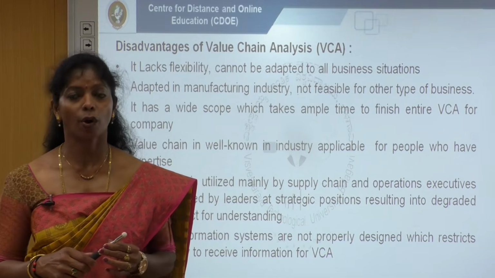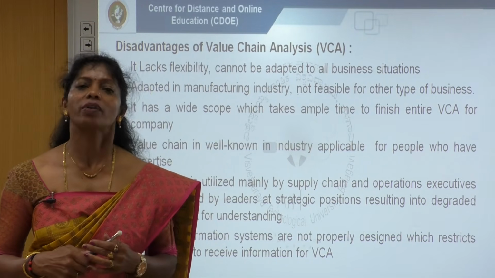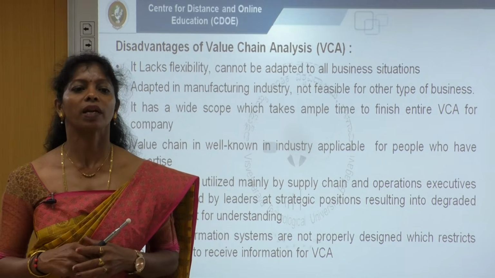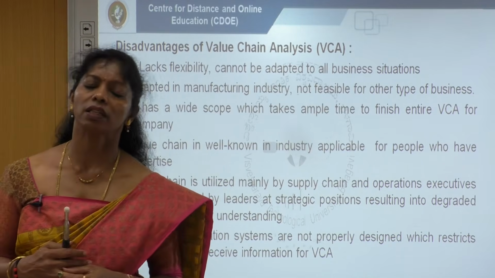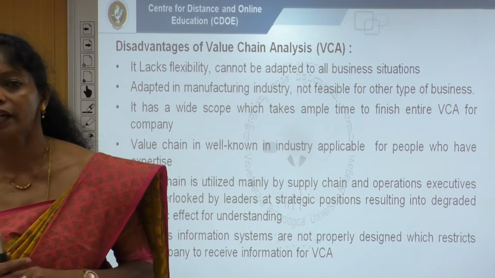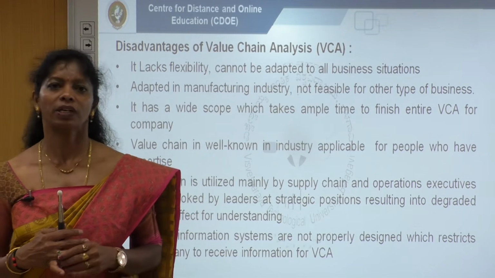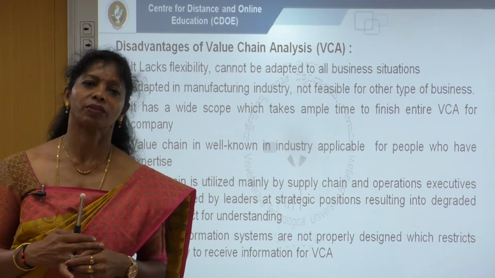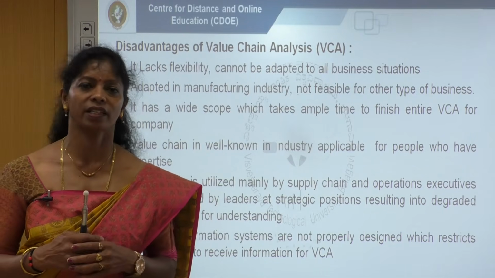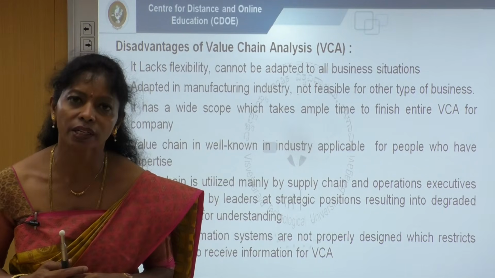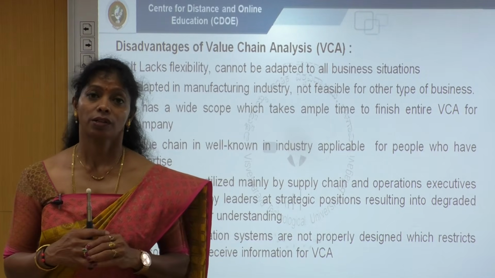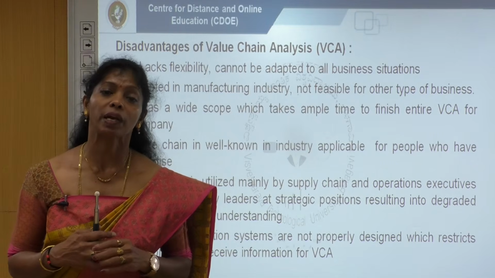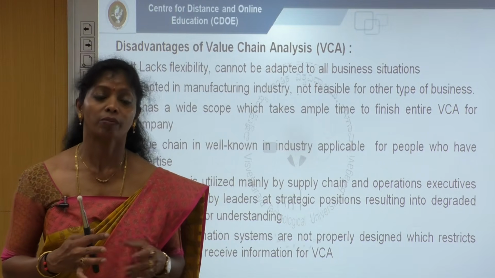So, it varies from organization to organization, from sector to sector. Adopted in the manufacturing industry, it is not feasible for other types of business. When it is a production process, you can easily identify inbound activities, operations, outbound activities, marketing and sales. But if it is a service-oriented industry, how do you identify those activities? So, there it may not be feasible for all types of business.